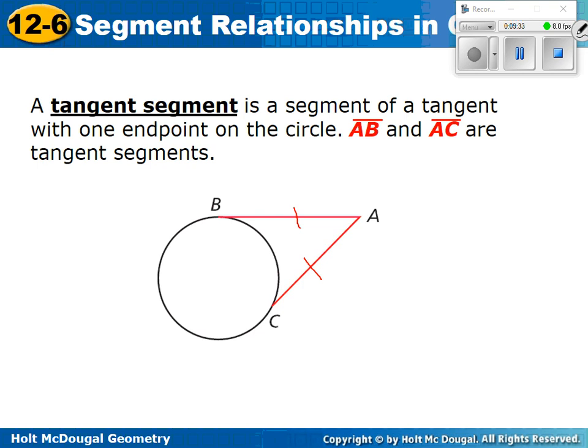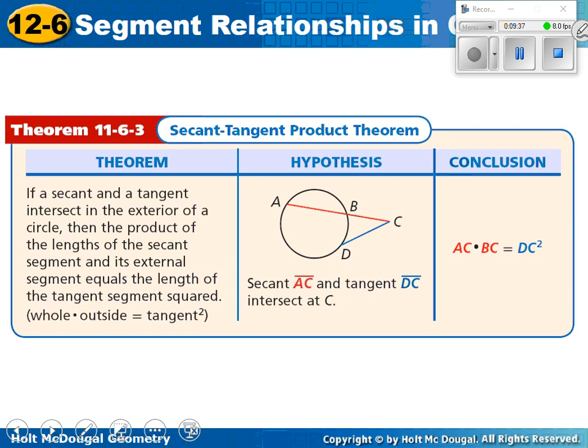A tangent segment is just part of a tangent. But they write a different theorem if it's a secant and a tangent. I don't think you need a different theorem. We already said it's the whole times the outer. So are you with them that this would be the whole thing AC times the outer part BC? Is everybody okay with that? Okay, but what happens when you have a tangent? What is the whole and the outer?